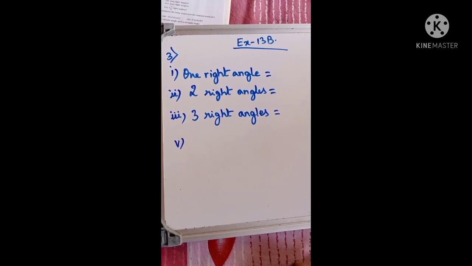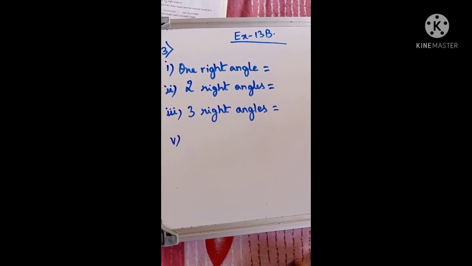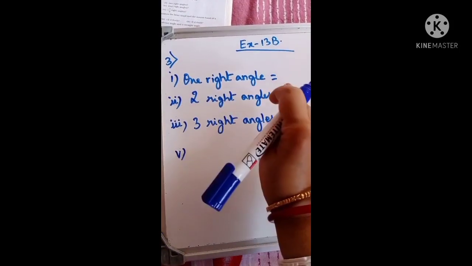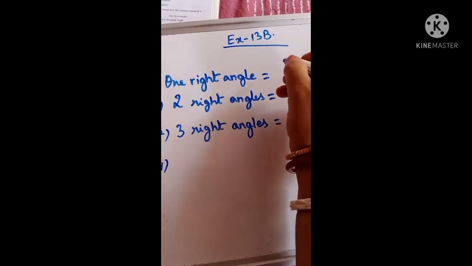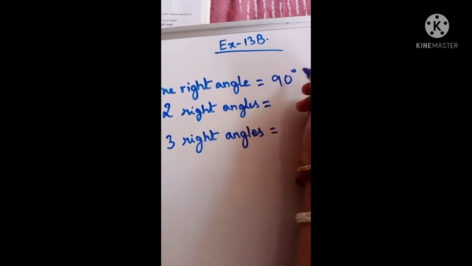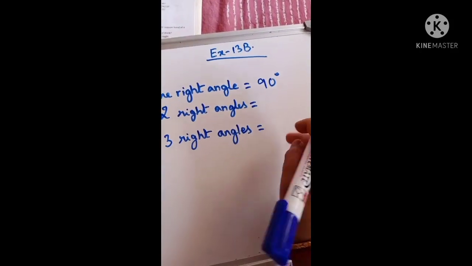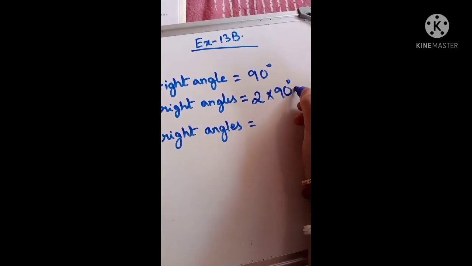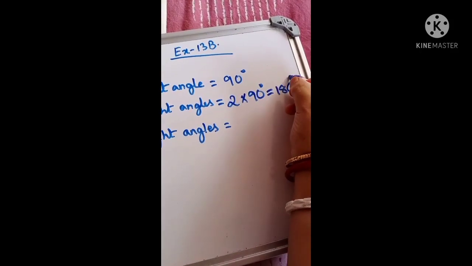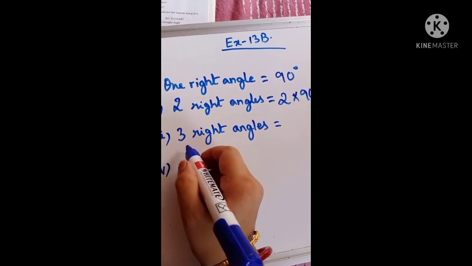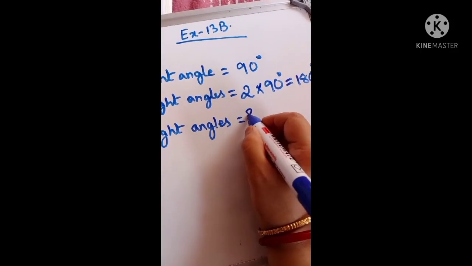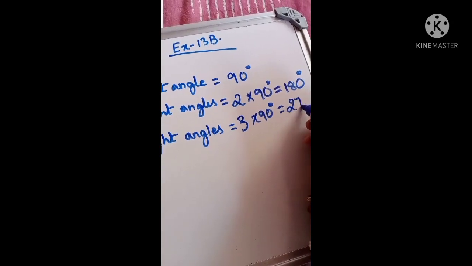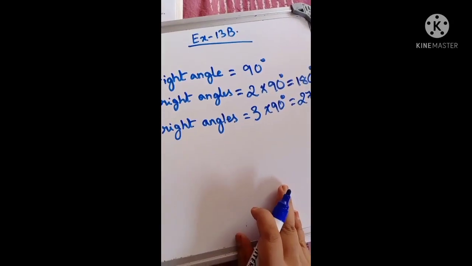So let us solve question number 3 from exercise 13B. How many degrees are there in one right angle? Right angle means 90 degree, so one right angle is 90 degree, right? So two right angles means 2 multiplied by 90 degree, which is equal to 180 degree. Then third is 3 right angles. So it will be 3 into 90 degree. 3 nines are 27, 270 degree is our answer.